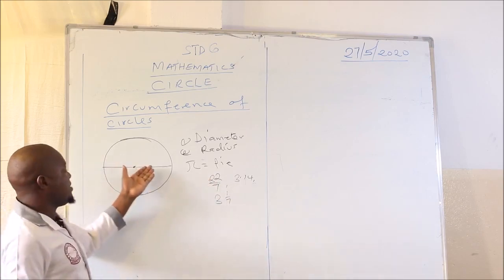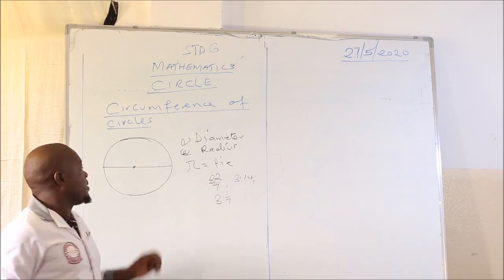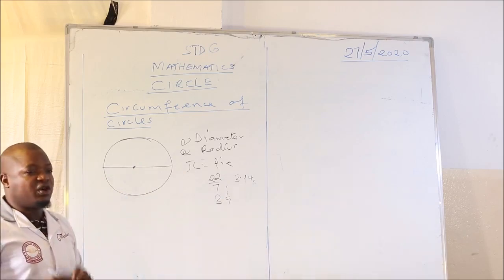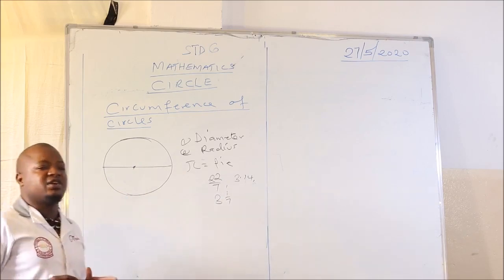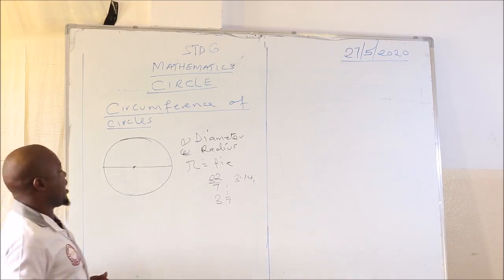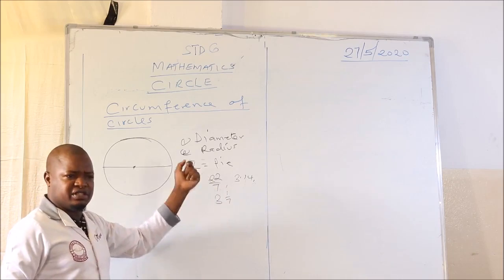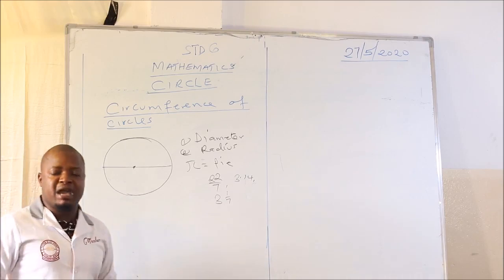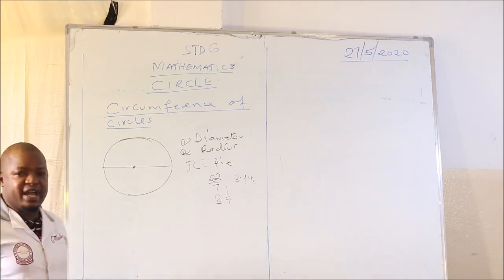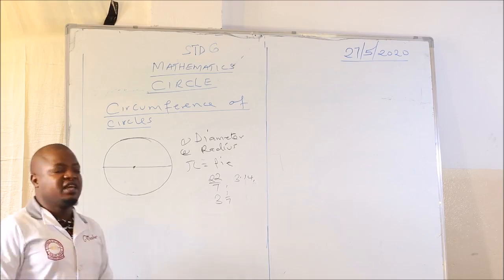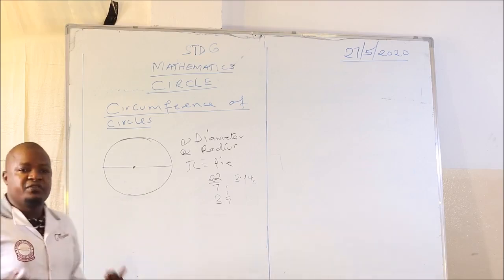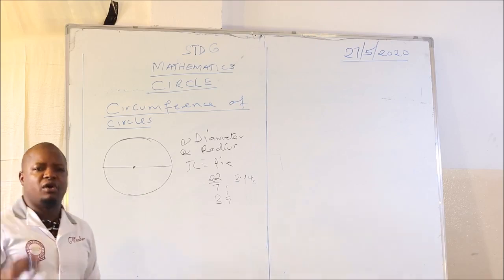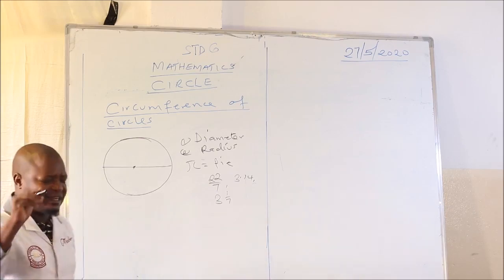But now, when you are given the diameter, and it is not exactly divisible by 7, so if the diameter or the radius given is not exactly divisible by 7, then you are required to use 3.14. But if the diameter is exactly divisible by 7, maybe it is 28, we understand that 28 is exactly divisible by 7. If it is 14, 14 is exactly divisible by 7. 56 is exactly divisible by 7. Then we shall use the 22/7.